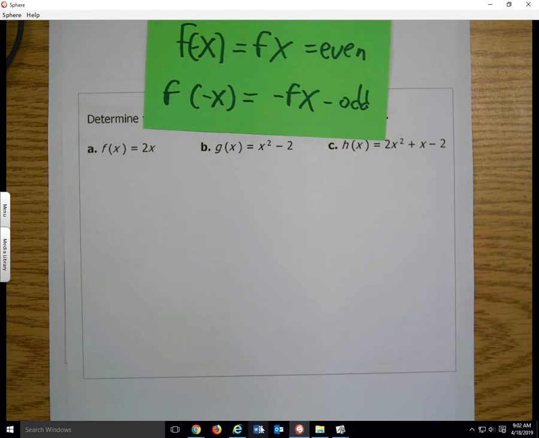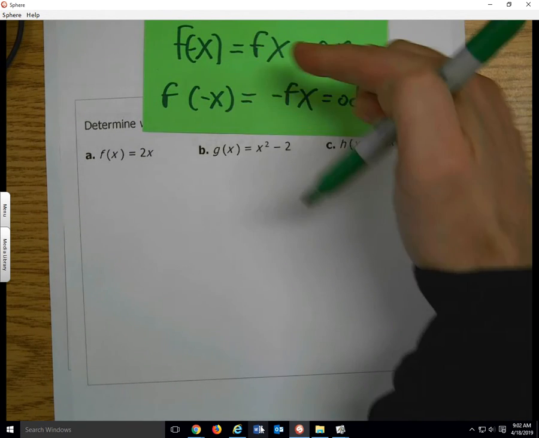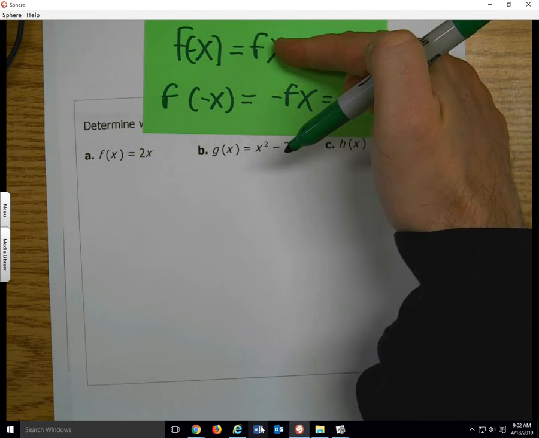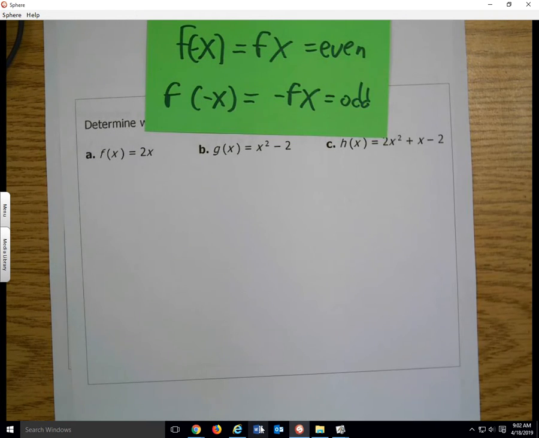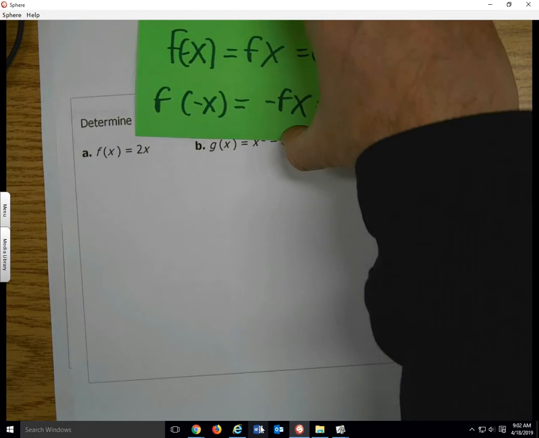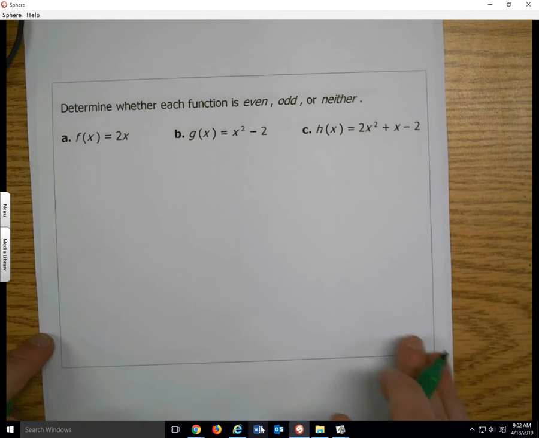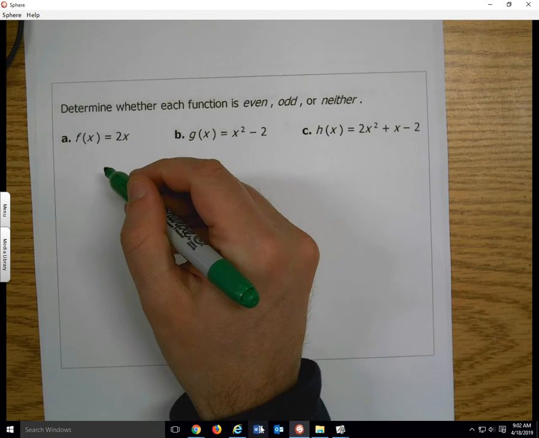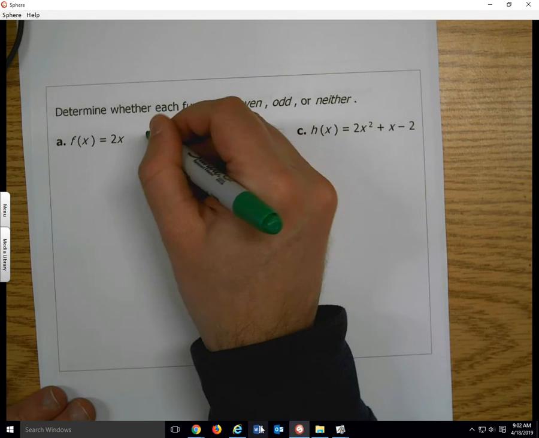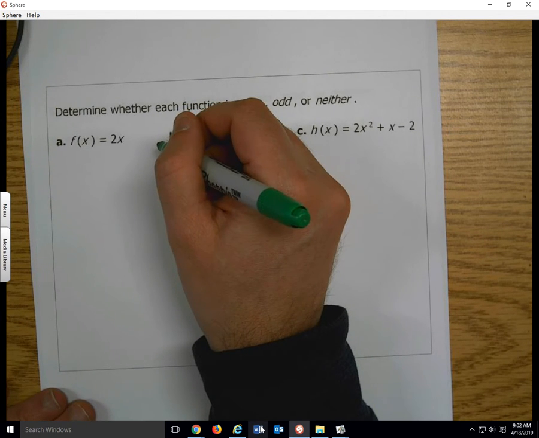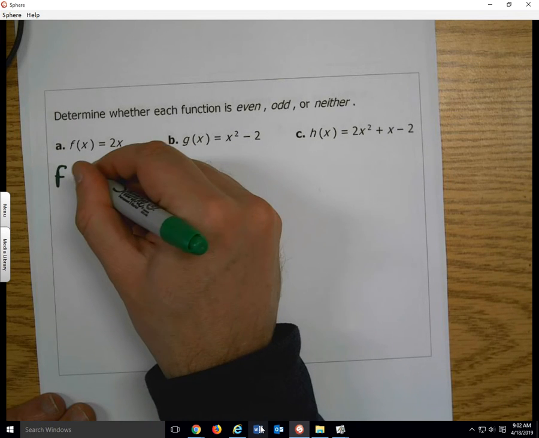So notice in both of these, they both have a negative here, but one is positive and one is negative. And that determines if it's odd or even. So let's work one out. We'll do the first one here. f of x is equal to 2x. The first thing we're going to do is write the function, which is already written. And then the next thing we're going to do is substitute the x for negative x.